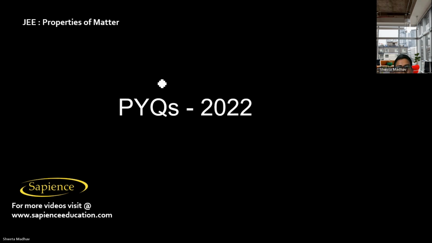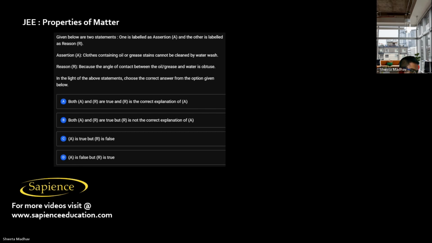Here it is told that the assertion is clothes containing oil or grease stains cannot be cleaned by water wash because the angle of contact between the oil and grease and water is obtuse.